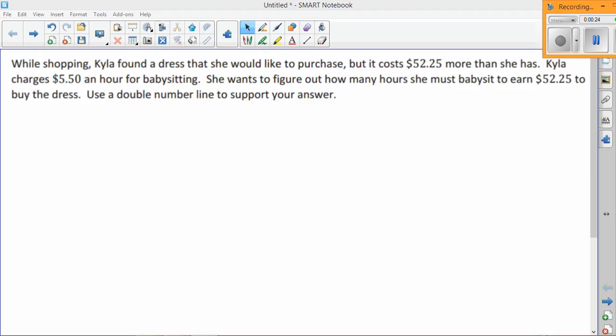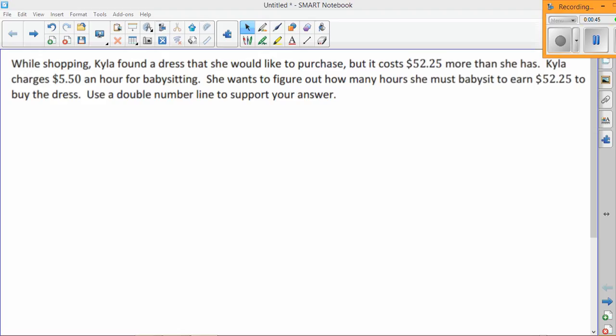While shopping, Kyla found a dress that she would like to purchase, but it costs $52.25 more than she has. Kyla charges $5.50 an hour for babysitting. She wants to figure out how many hours she must babysit to earn $52.25 to buy the dress. Use a double number line to support your answer.